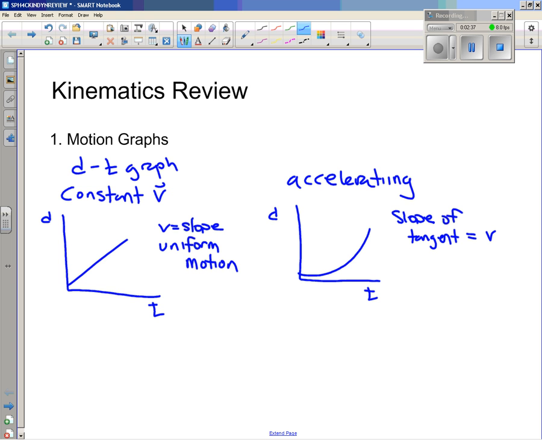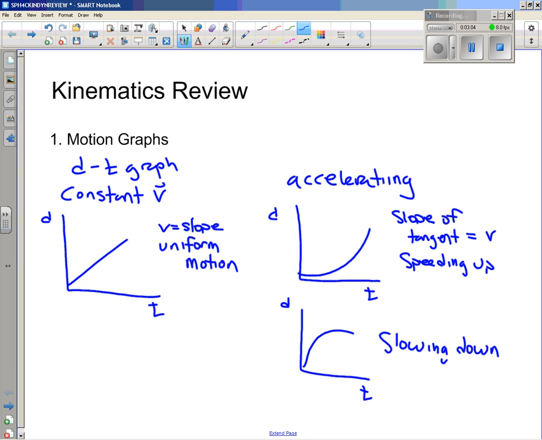What else can we do with that, though? This one here is speeding up. You could also have one that's slowing down. And that would look something like this. All right, it's going from steep to shallow, so that one is slowing down.